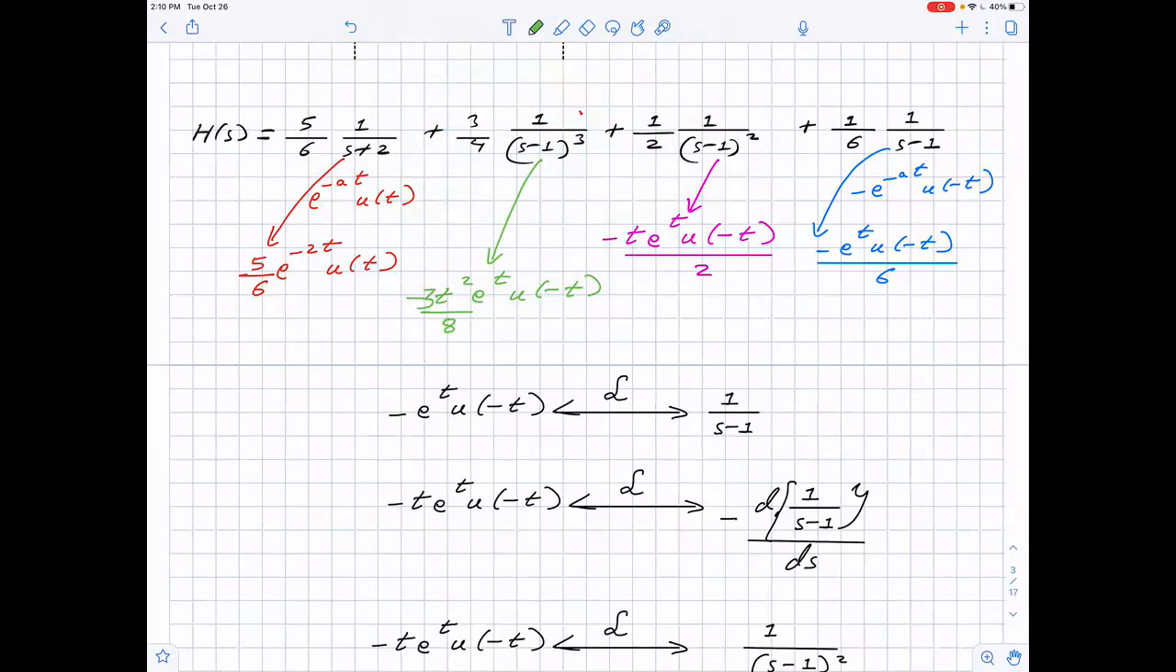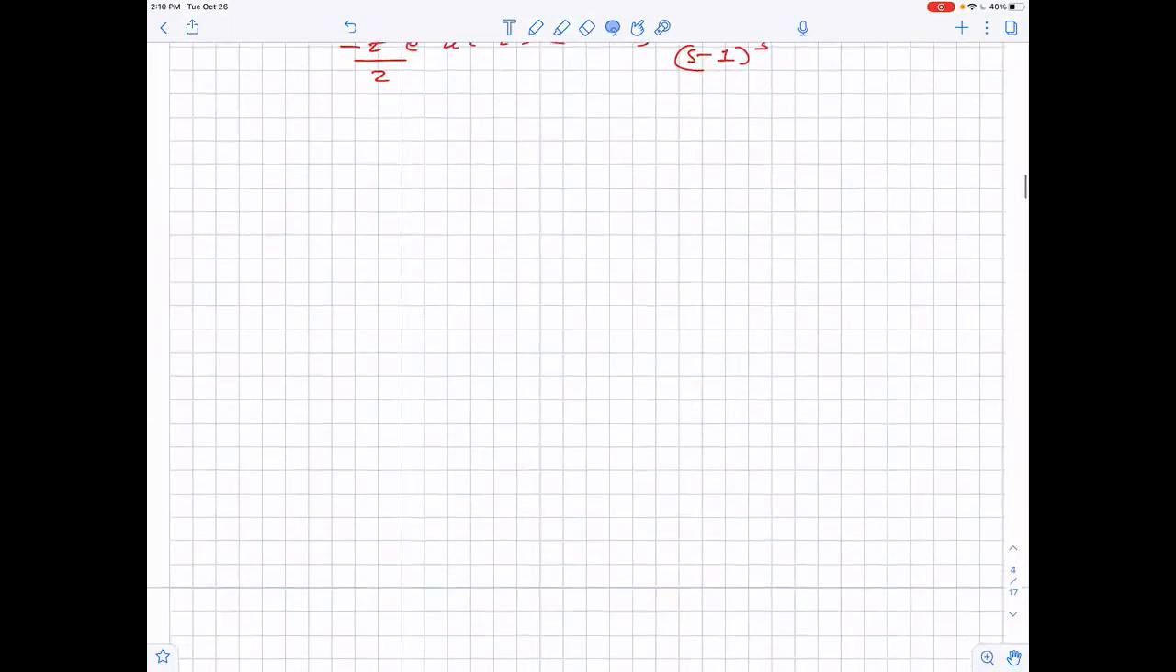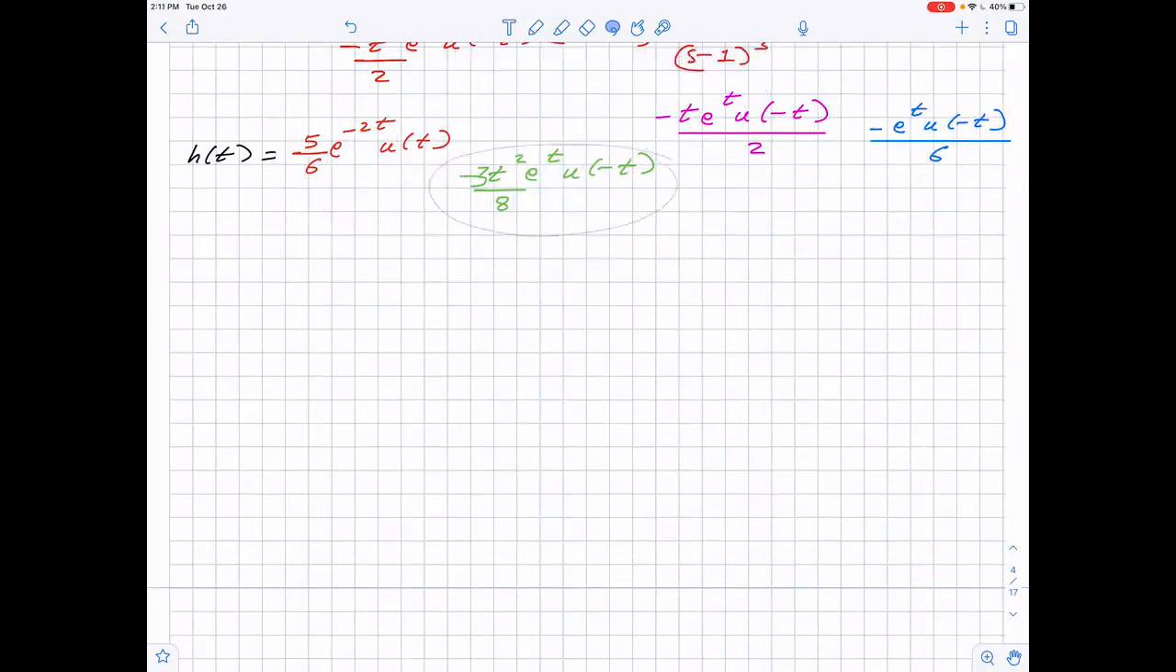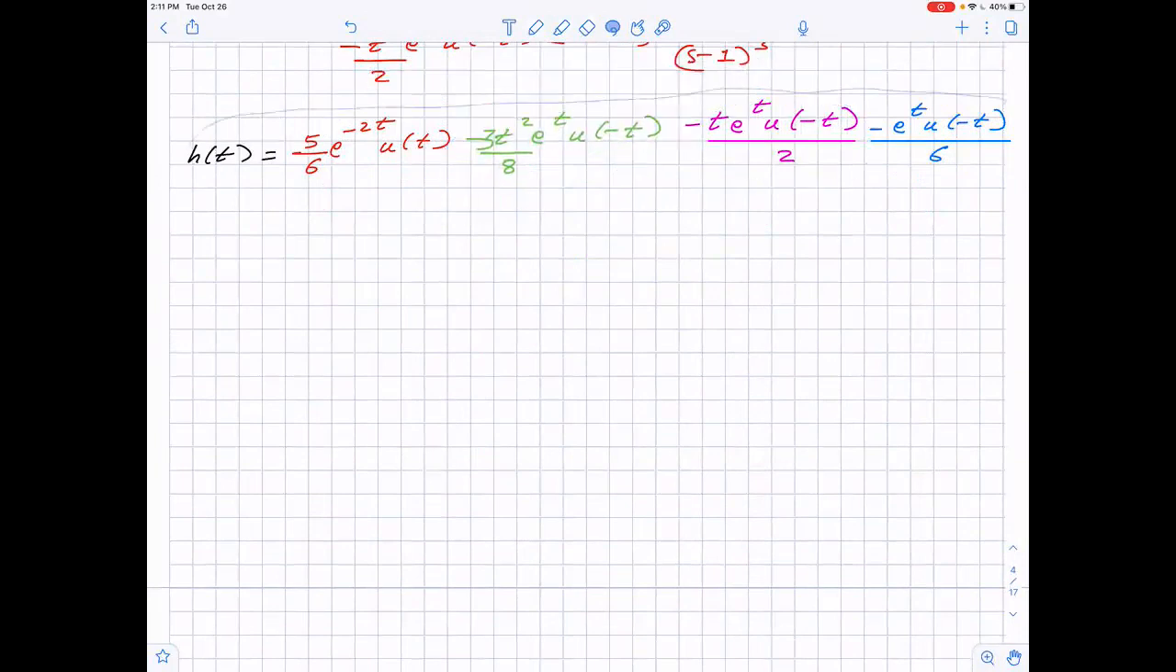So what we have now done is we found the inverse Laplace transform for each term that we have in h of s. Now let's take all these, and using the linearity property of Laplace transform, we can say that the overall inverse is this sum. Okay, so this is the answer.